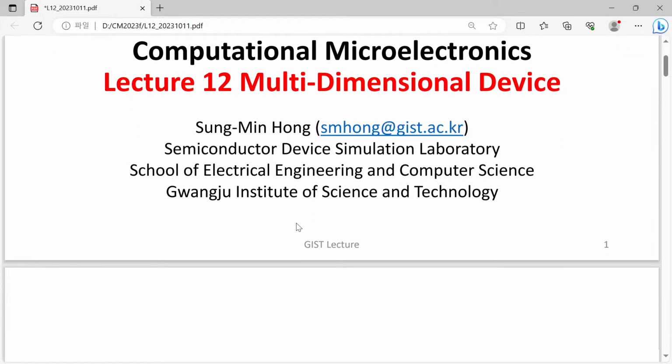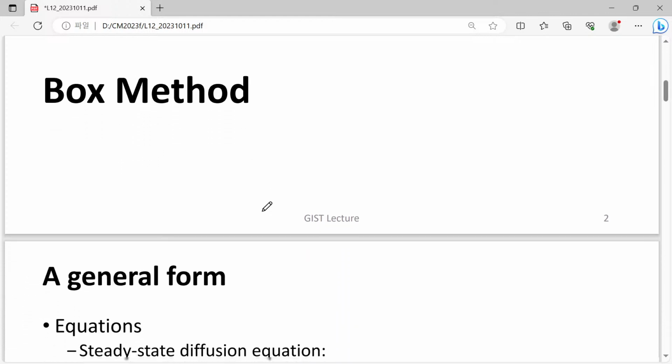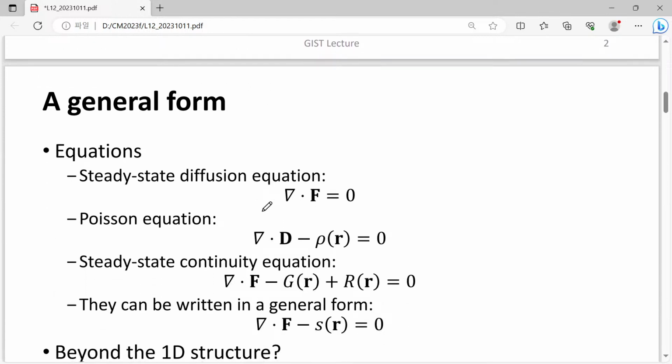Okay, and let's go to the box method. The box method, or sometimes called the box integral method, is the method we will use in this course. First of all, let's think about the equations we will use in this course. One thing we already know is the steady state diffusion equation.